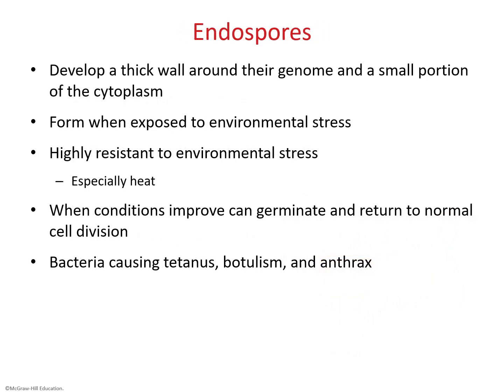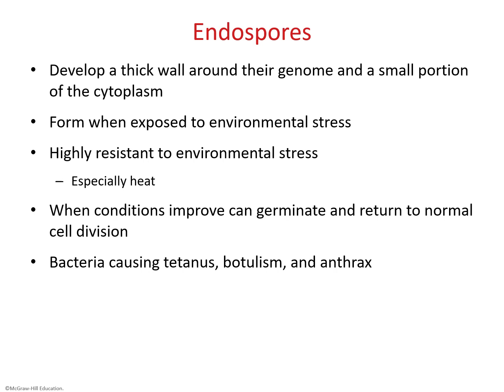Some prokaryotes are able to produce endospores, which are survival structures that allow them to enter dormant stages until the conditions become favorable. Endospore-forming prokaryotes can develop a thick wall surrounding the genome and a small portion of their cytoplasm when exposed to stressful environmental conditions. When better environmental conditions arrive, these spores can germinate and become vegetative cells. The spores are very tough. They can survive a long time without anything.